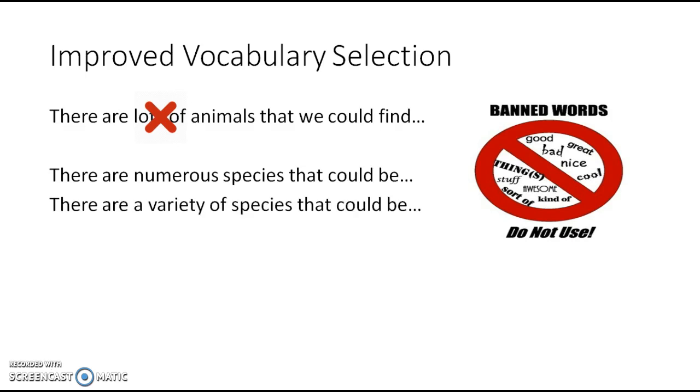There are a variety of species that could be. Again, variety is much more sophisticated than saying lots. And there are multiple undiscovered species. And undiscovered is a good word because it means we don't know about them yet. Species is a better scientific word, and multiple is also much more academic. So by making these two simple changes to this sentence, we've already made it more academic in style.